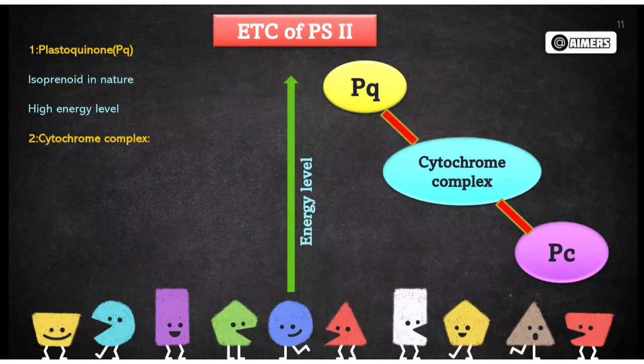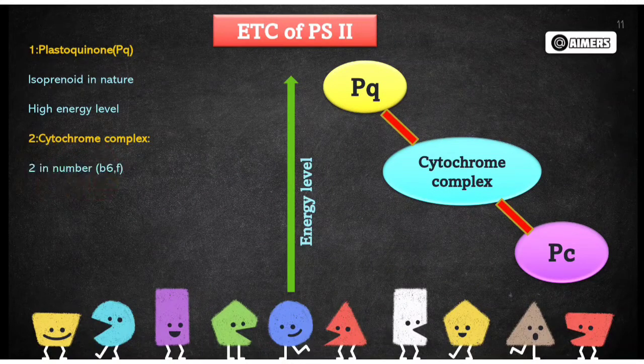Then the second electron carrier is the cytochrome complex. Cyto means cell and chrome means color, because it provides color to the plant cell. So the cytochrome complex is 2 in number. Do remember that there are two cytochromes in photosystem II, and these two cytochromes are B6 and F. Only MDCAT students will remember it, but you have to remember that these are 2 in number. Second, these are iron containing proteins. So this is protein in nature and iron containing.